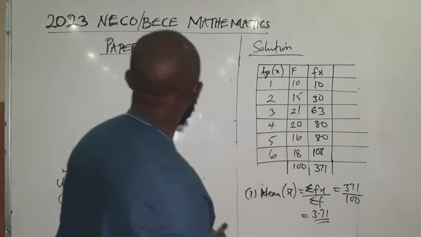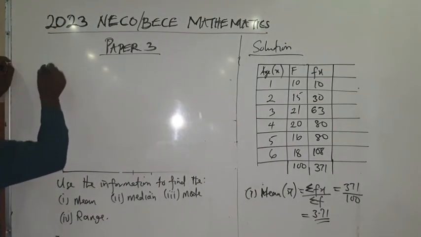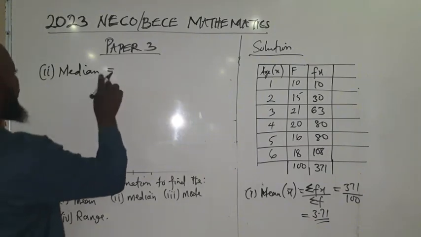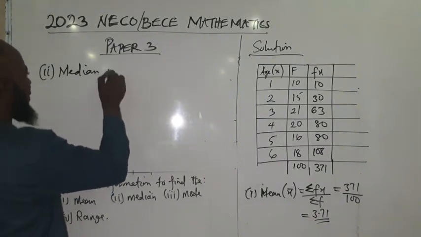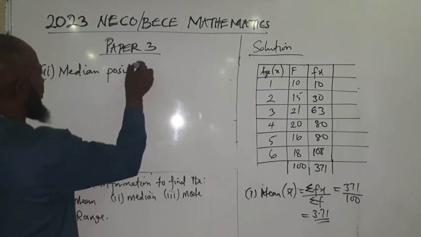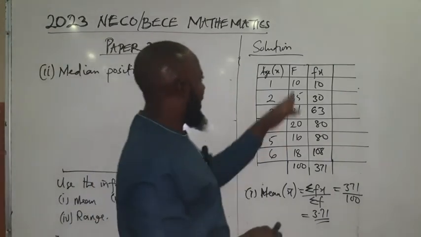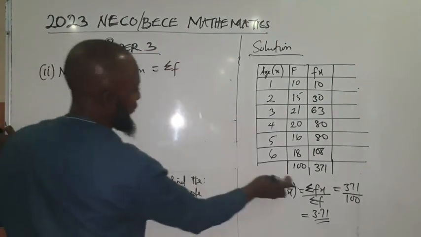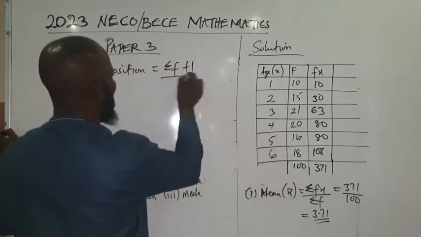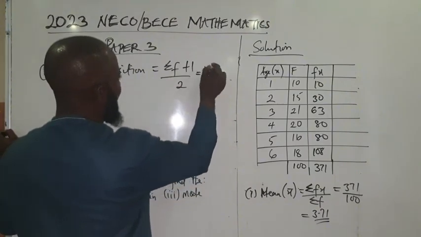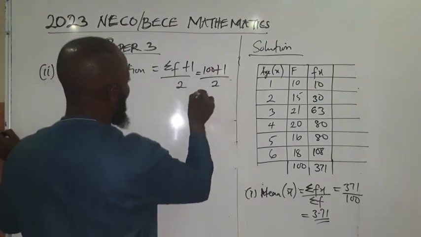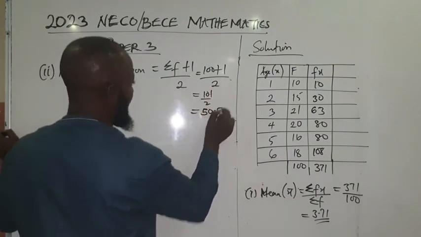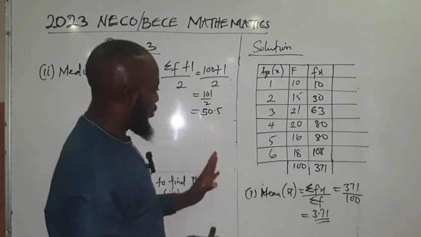So that's what I want to show you. We go to the median now. We need to find the median position. What's the position of the median here? That is n, that is summation f, which is this one, plus 1, divided by 2. So that means 100 plus 1 divided by 2, which is 101 divided by 2, which gives 50.5. So 50.5 is what we want to check now.